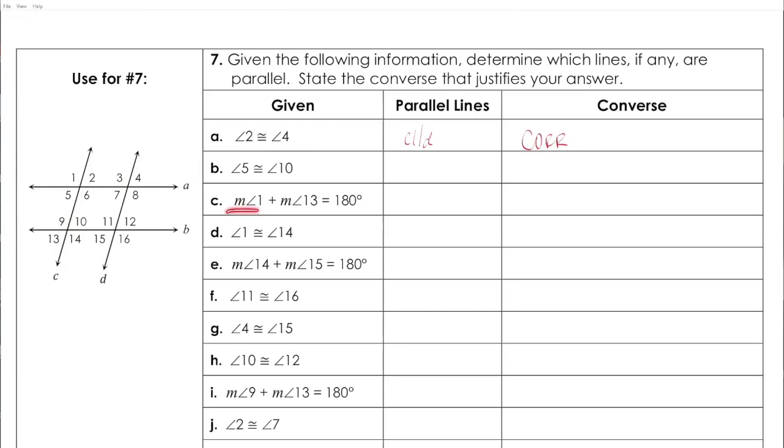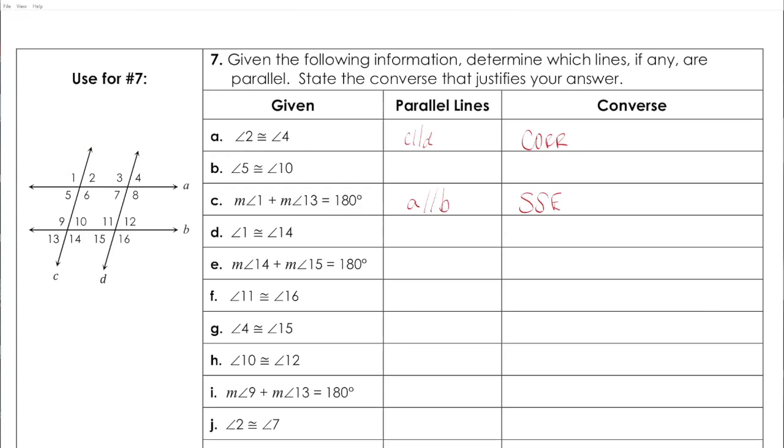1 plus 13 is 180. 1, 13, they're both on C. That's my transversal. They touch A and B individually. Same side of the transversal, both outside. So yes, they are parallel. A is parallel to B, same side exterior angles.